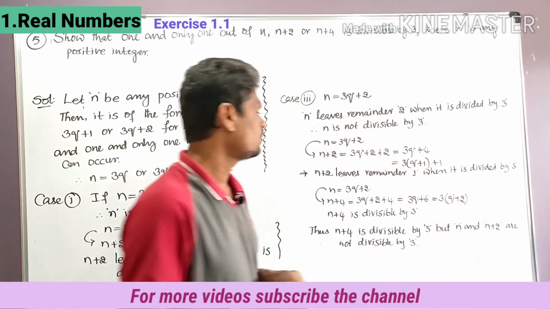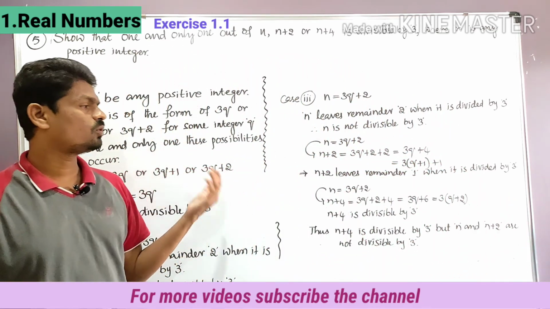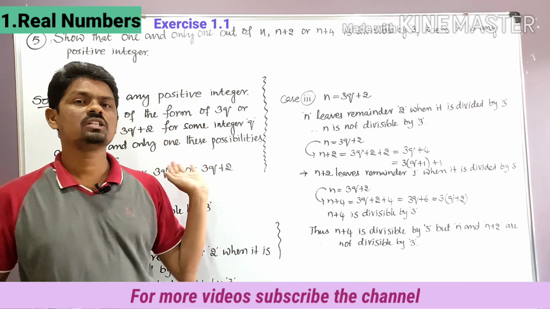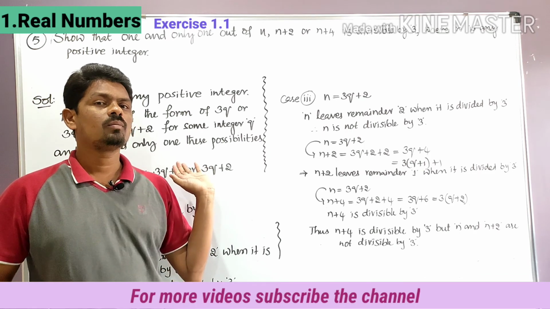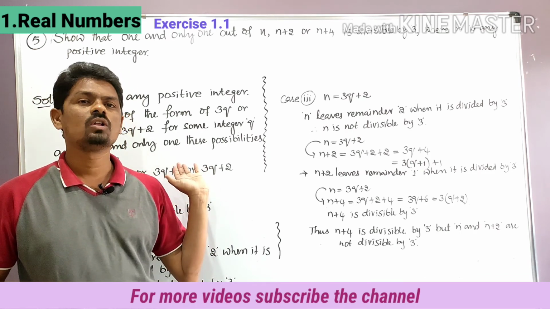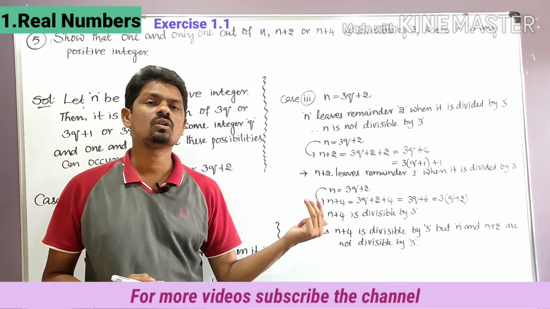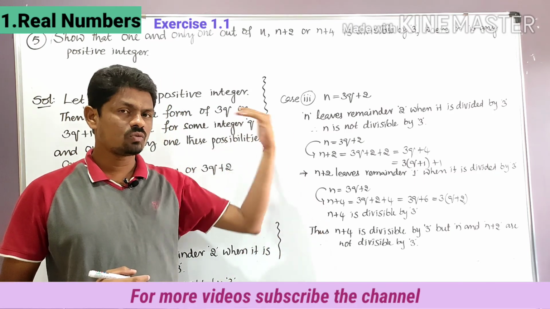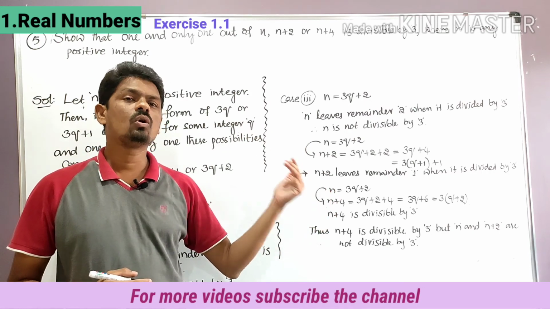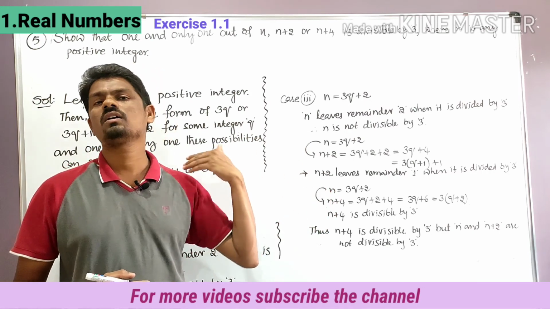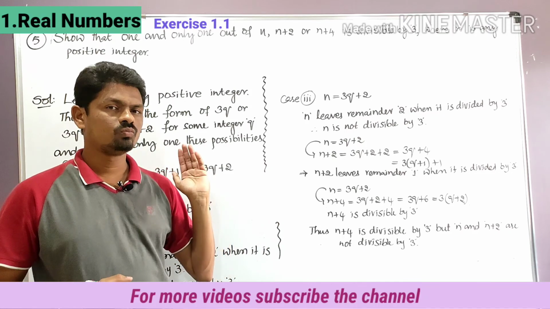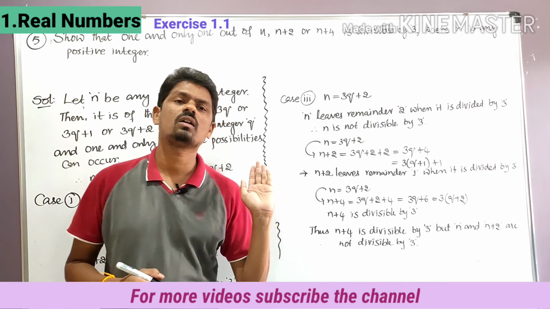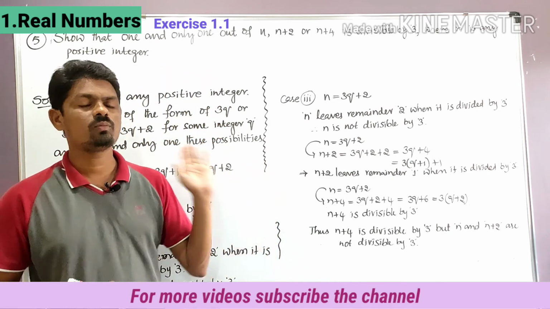So see student, in all the cases only one is divisible by 3, either n or n plus 2 or n plus 4. If n is equal to 3q, only n is divisible by 3 but not n plus 2 and n plus 4. If n is equal to 3q plus 1, only n plus 2 is divisible by 3 but not n and n plus 4. If n is equal to 3q plus 2, only n plus 4 is divisible by 3 but not n and n plus 2. So if n is any positive integer, only one of n, n plus 2 or n plus 4 is divisible by 3.